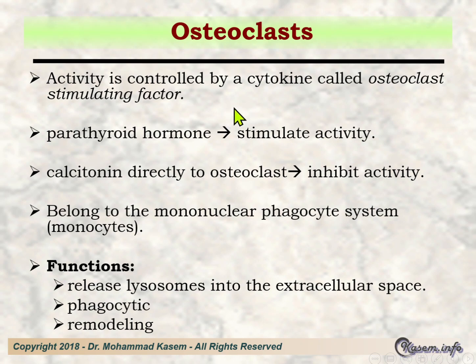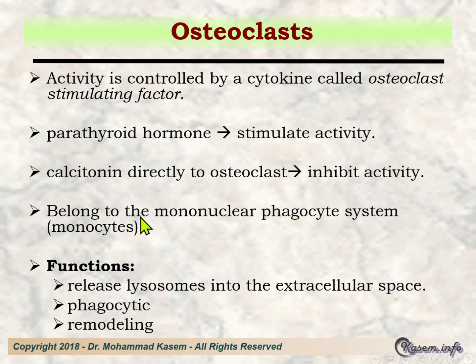Osteoclast activity is controlled by a cytokine called osteoclast stimulating factor, which stimulates this cell to start its activity and absorb or destroy the matrix of bone and release the calcium content into the blood. This is actually the action of parathyroid hormone, which stimulates their activity, while the calcitonin acts oppositely. It inhibits the activity of osteoclasts.